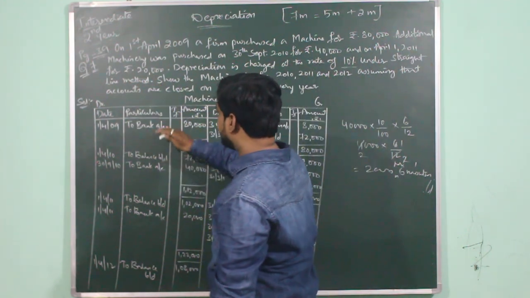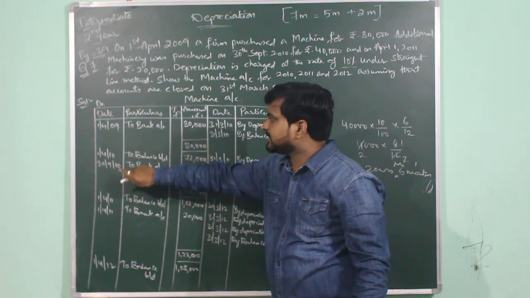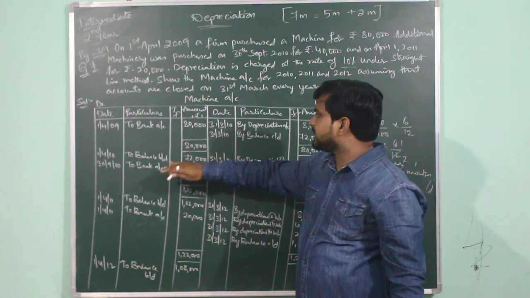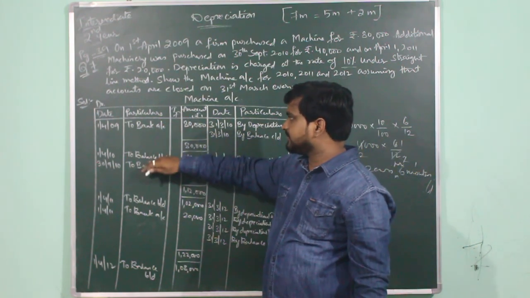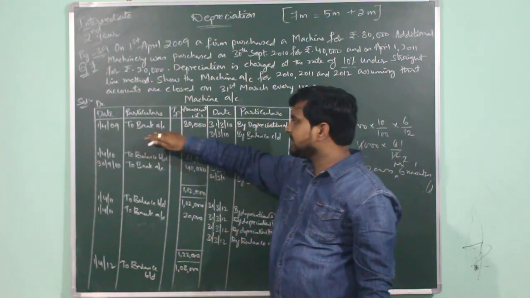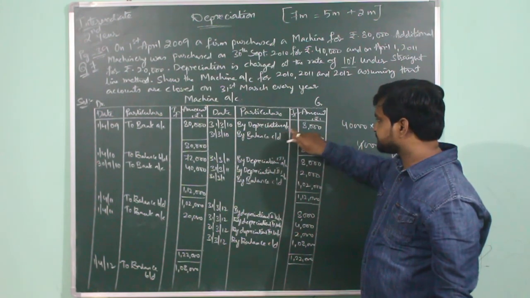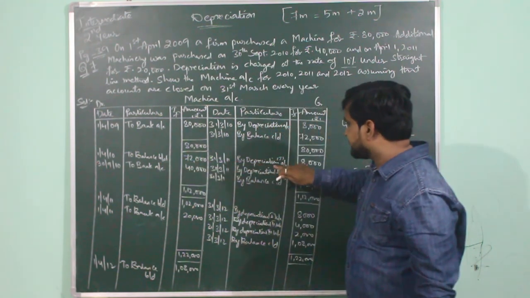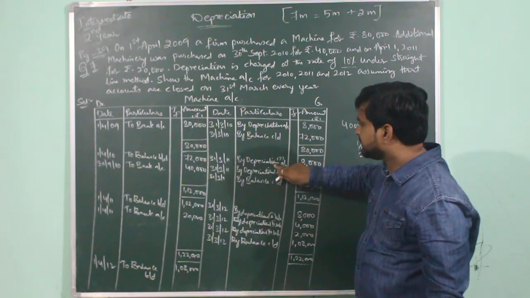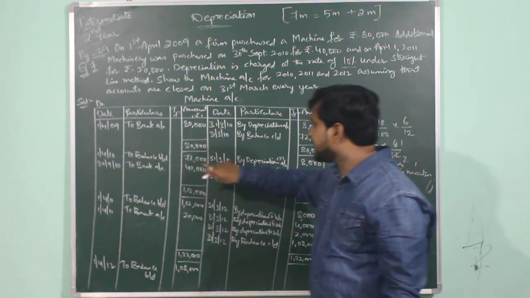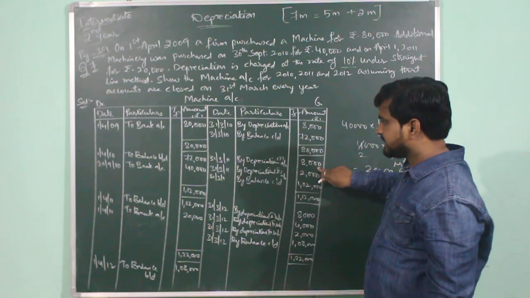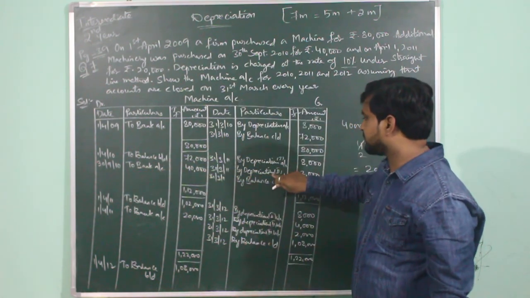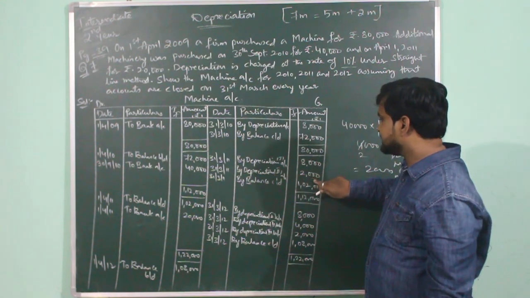So already they had two machines. One purchased in the year 2009, and the second machine purchased on 30th September 2010. In the first year they had only one machine, so they provided depreciation for one machine. In the second year they had two machines, so they are providing depreciation for two machines. The first machinery is used for one complete year, so they have provided depreciation for the full 1 year. But the second machine in the second year was used only for 6 months, so they have provided depreciation on the second machine for 6 months.